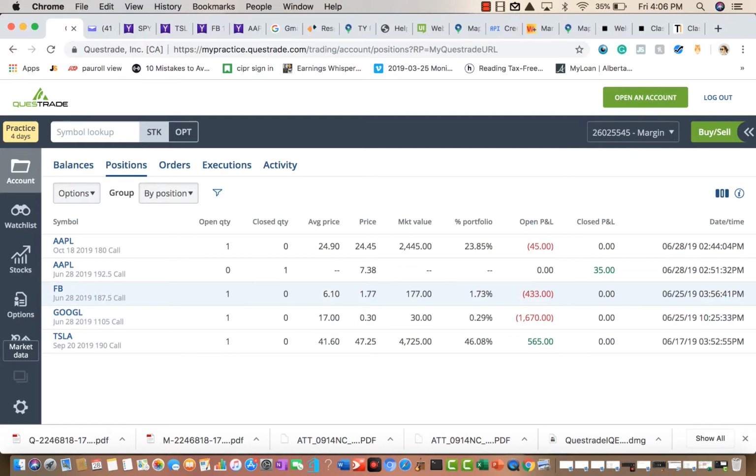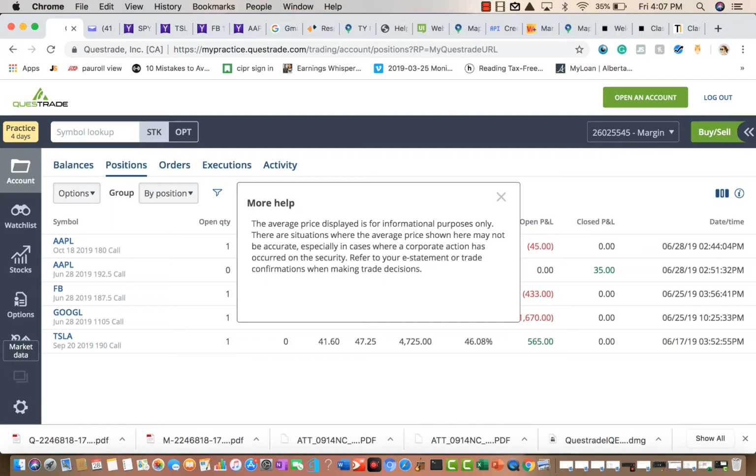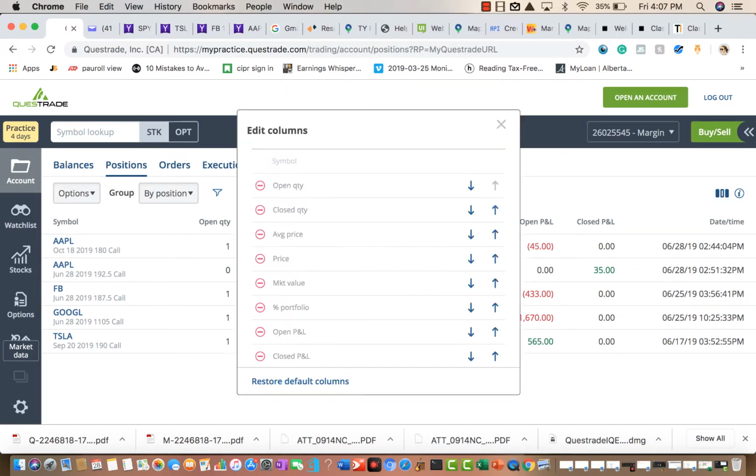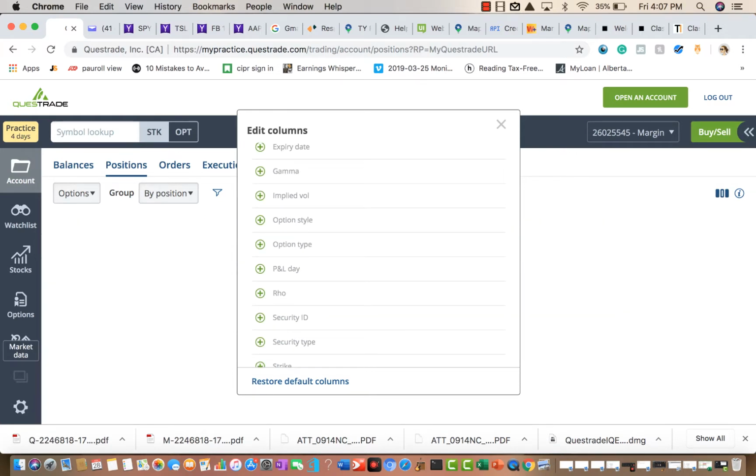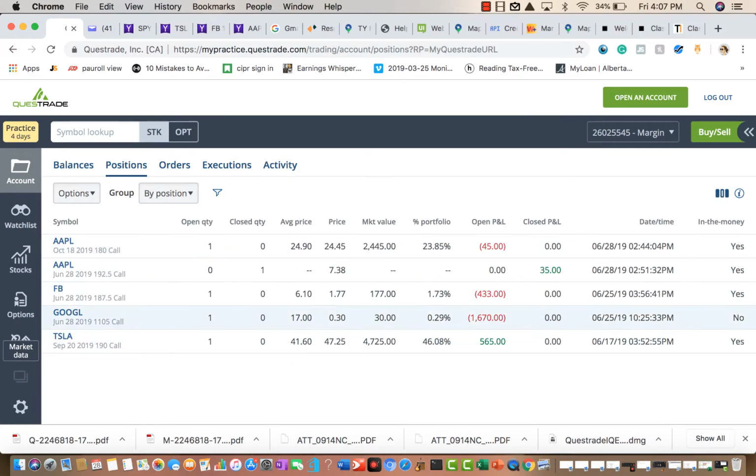Because I didn't buy enough expiration date, and I'm assuming that both of these are in the money. In this case, if they are, let me just add the in the money section here so I know. It tells me right here, in the money. I just added in the money in this section, so it now tells me which ones are in the money and which ones are not. So for this one, Facebook, let's use Facebook as an example. This one is in the money at expiration.